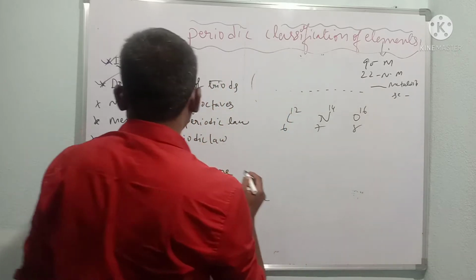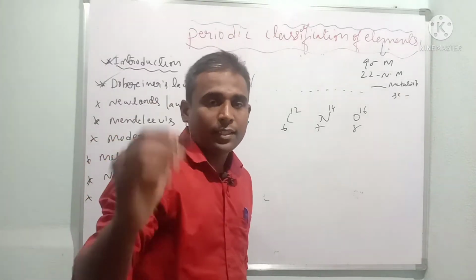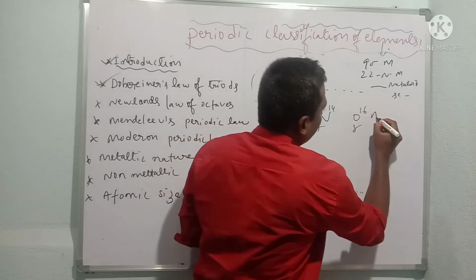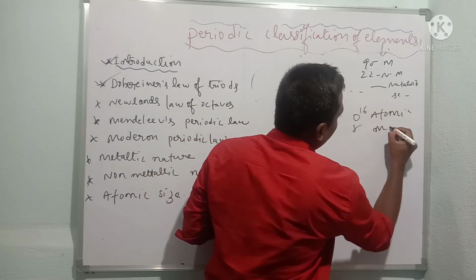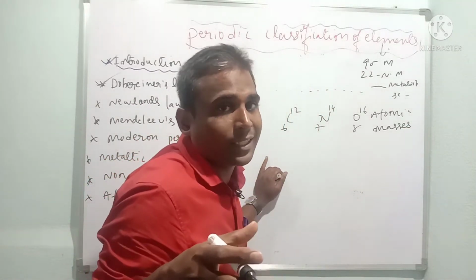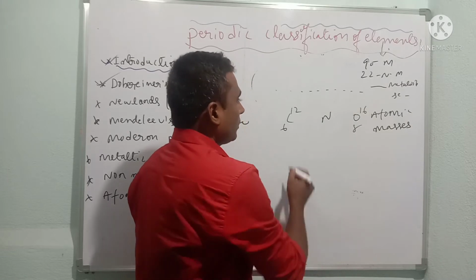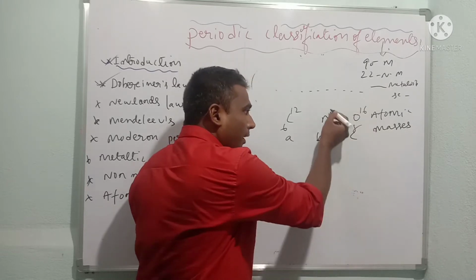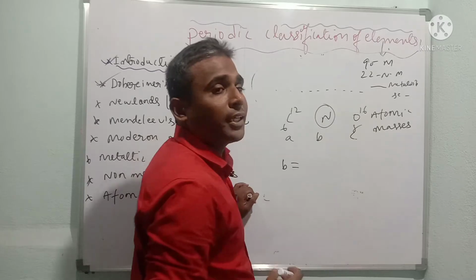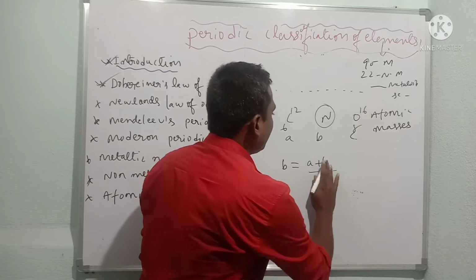Now what is it telling here? According to Dobereiner's law of triads, when we arrange the elements according to their atomic masses, in the textbook they have taken calcium, strontium and barium. You can take generally: say I don't know the atomic mass of nitrogen, and I want to find it. So take the elements as A, B, C. The atomic mass of the middle element, B, is equal to the average atomic mass of the beside elements. So it becomes (A + C) divided by 2.